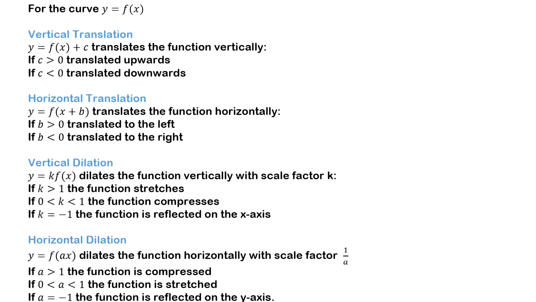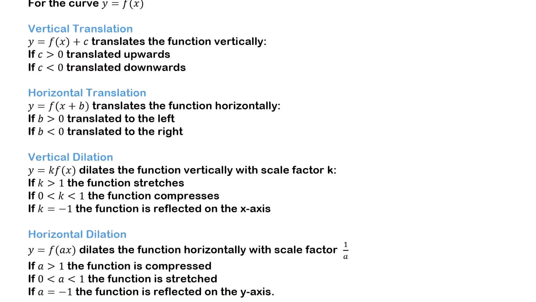You also have vertical dilations, which are given by the constant k, and it's a scale factor. If k is greater than 1, the function stretches. If it's between 0 and 1, the function compresses. If k is negative, there is a reflection on the x-axis.